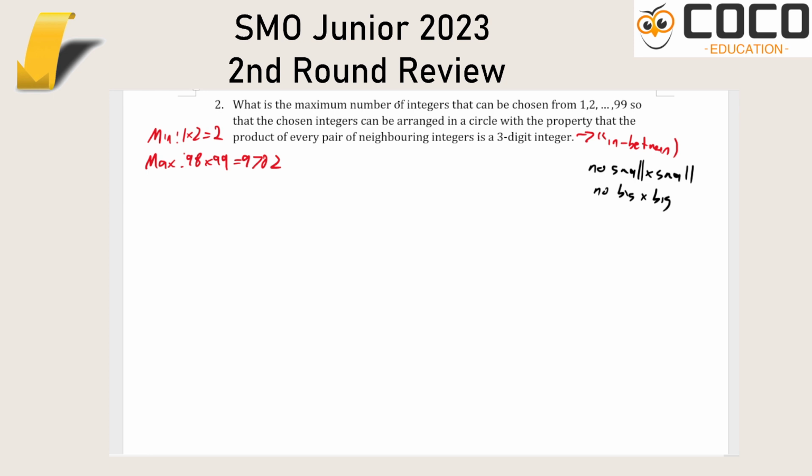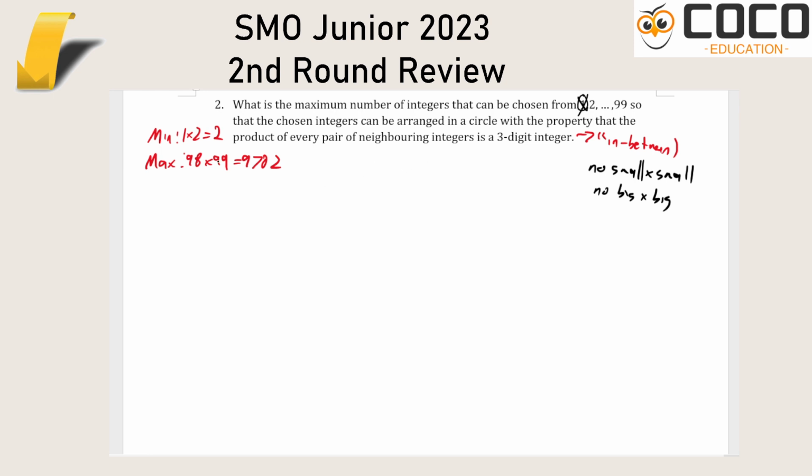Now, before we do that, we realize that I can't actually use 1 to do anything, because 1 times anything is going to be just that number, which cannot be 3 digits. So 1 is actually useless. From the other numbers 2 to 99, what I could do is something like this.